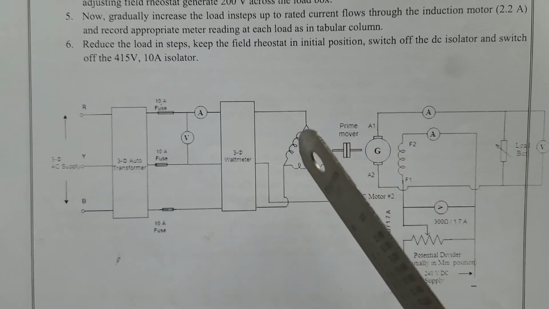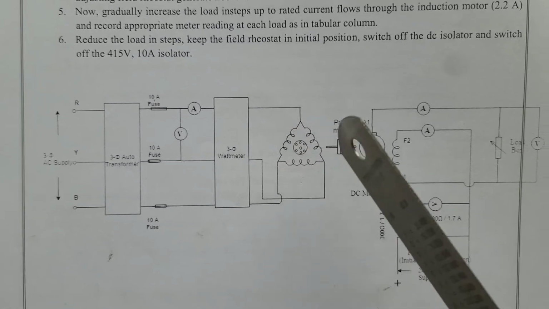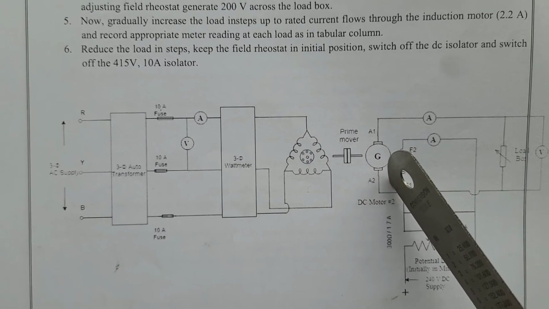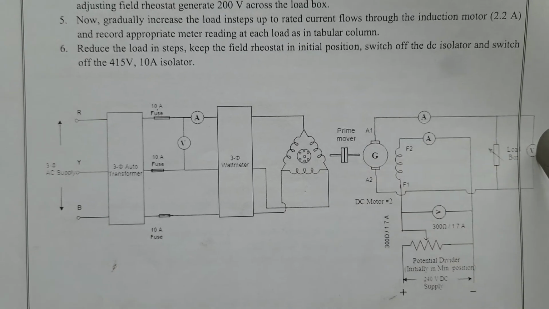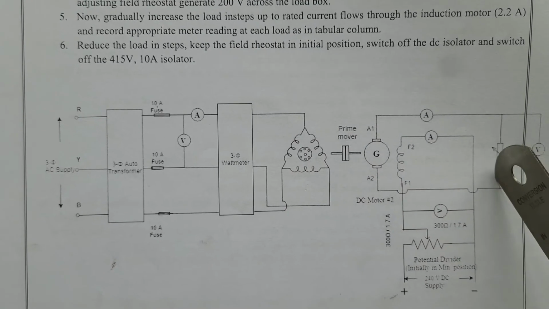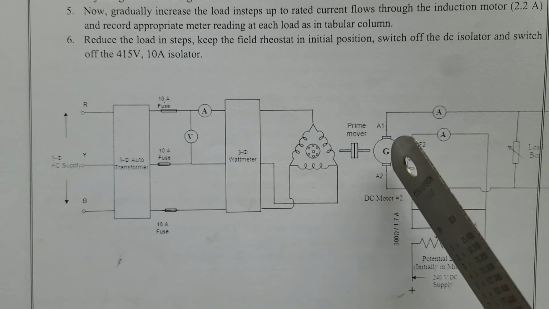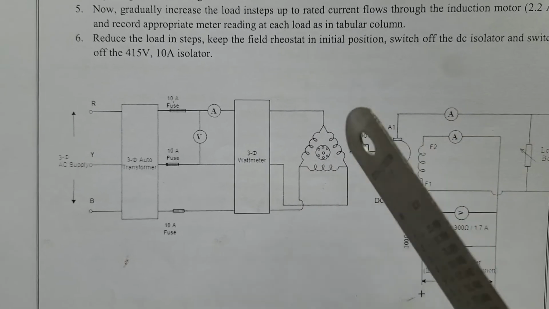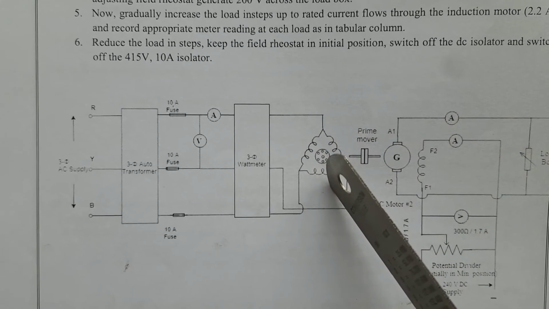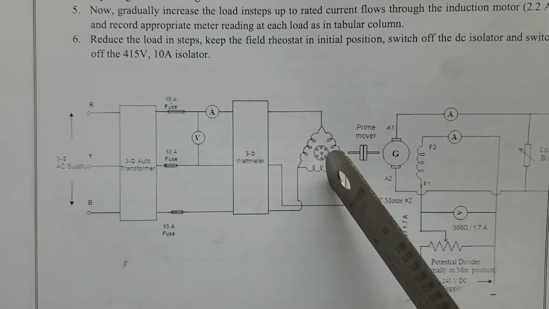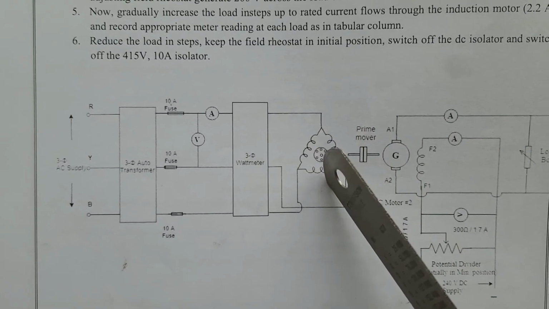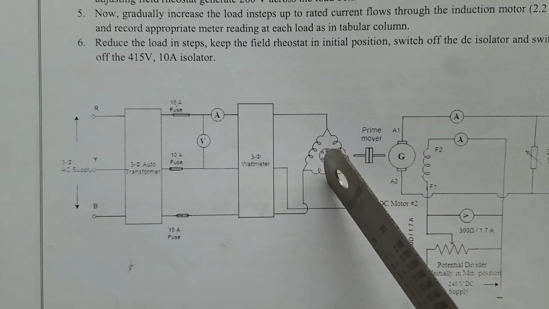In order to add the load on the induction motor, we are connecting the generator, and the generator is connected across the load, which is nothing but a resistive load. As the resistive load increases, the load on the generator increases, which means the load on the induction motor also increases. In this way we can do the load test on the 3-phase induction motor, and we'll do the experiment up to the rated current of the induction motor.